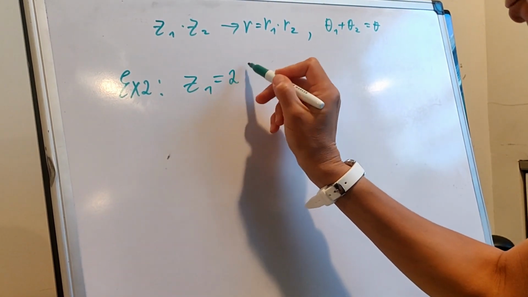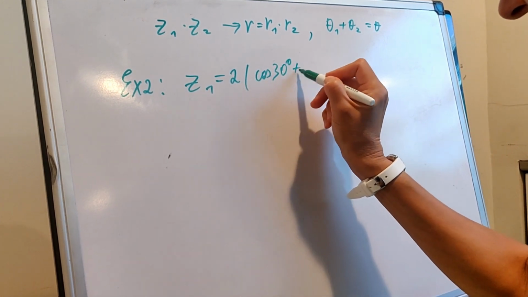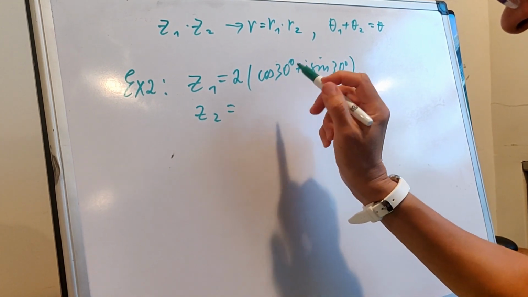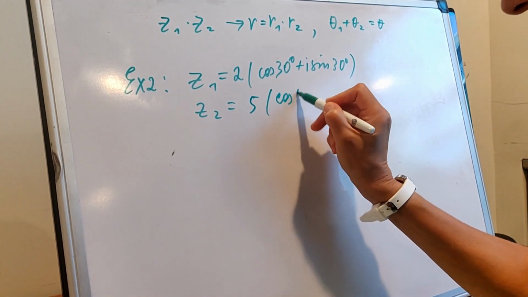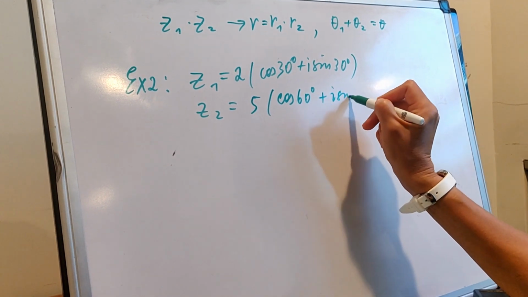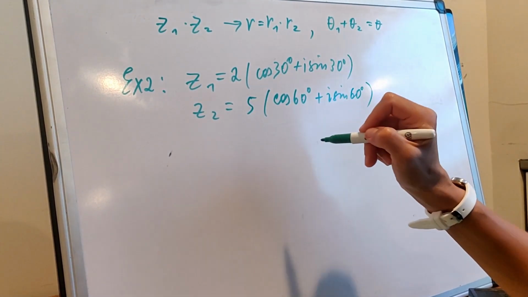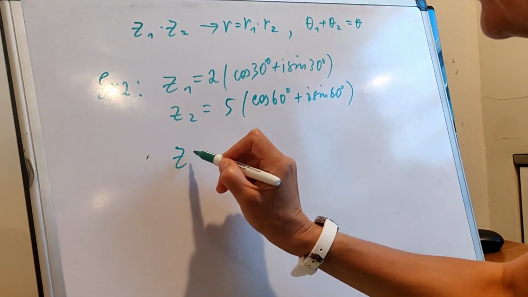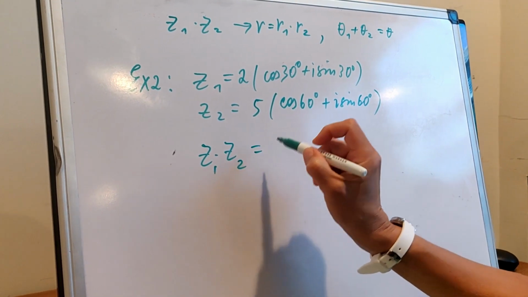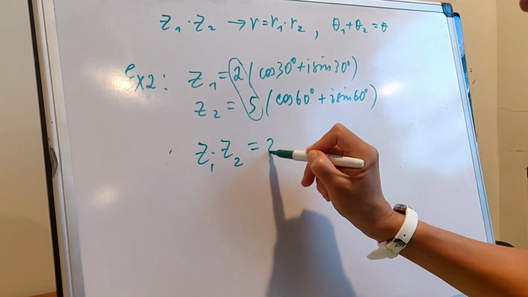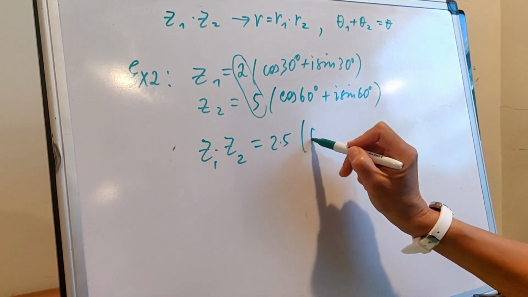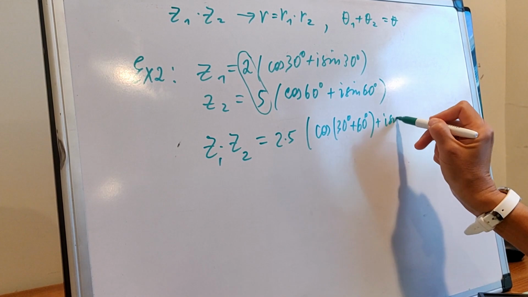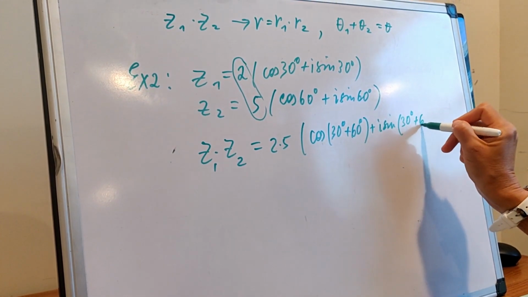z1 equals 2 cosine of 30 degrees plus i sine of 30 degrees. z2 equals 5 cosine of 60 degrees plus i sine of 60 degrees. Somebody already converted my complex numbers into polar form, so I just need to multiply them. According to my new rule, the product of z1 by z2 is going to be the product of r's, which is 2 by 5, and the sum of angles, so cosine of 30 degrees plus 60 degrees plus i sine of 30 degrees plus 60 degrees.